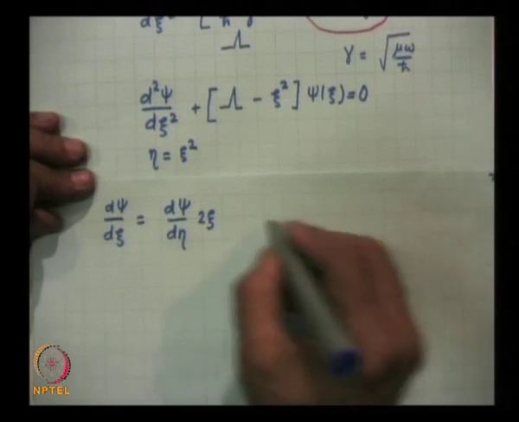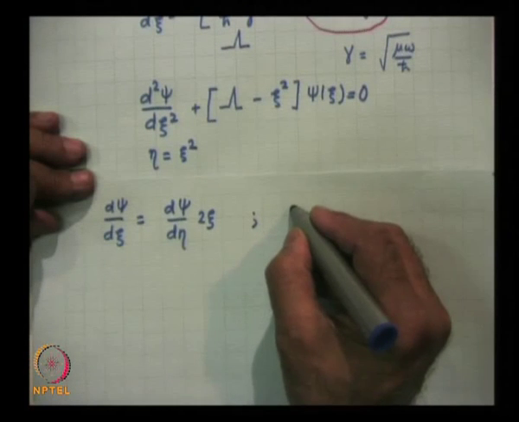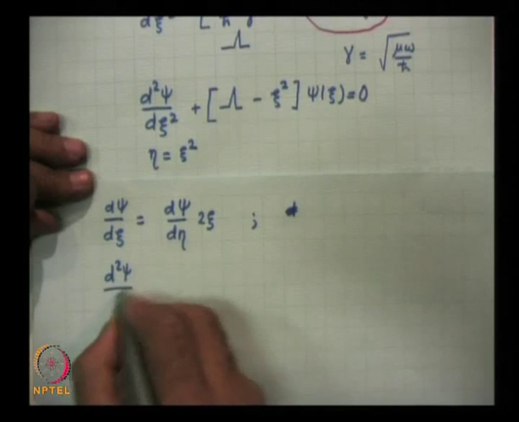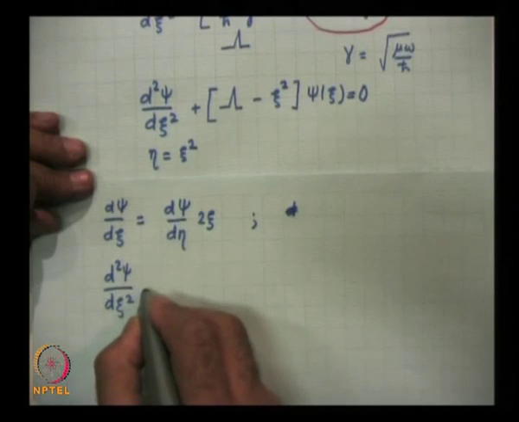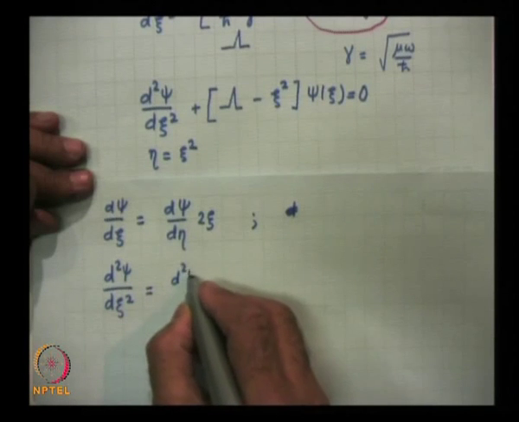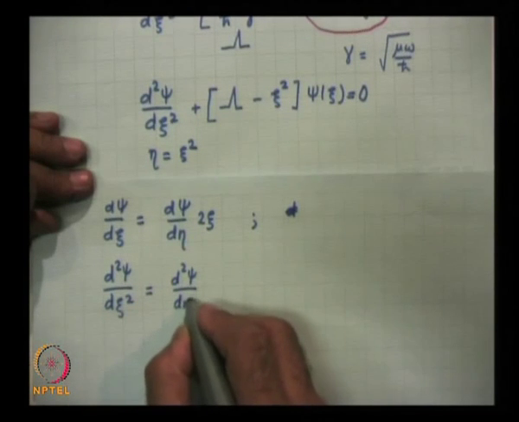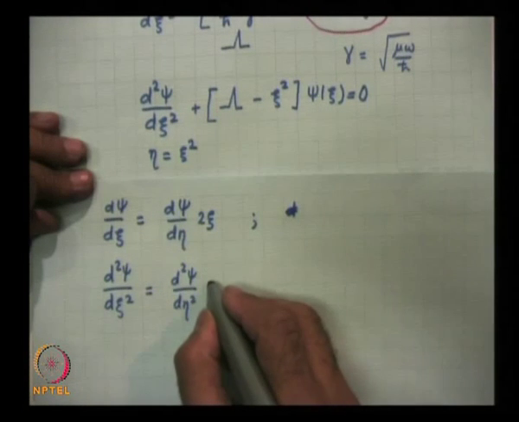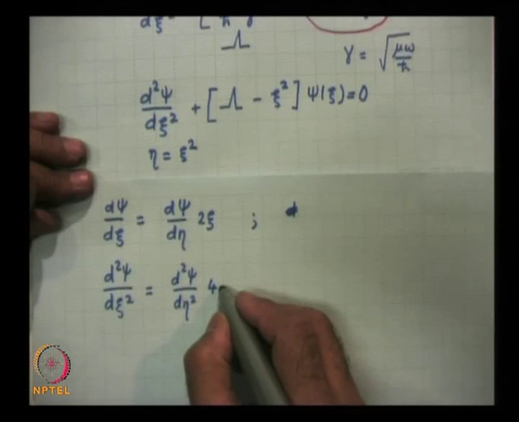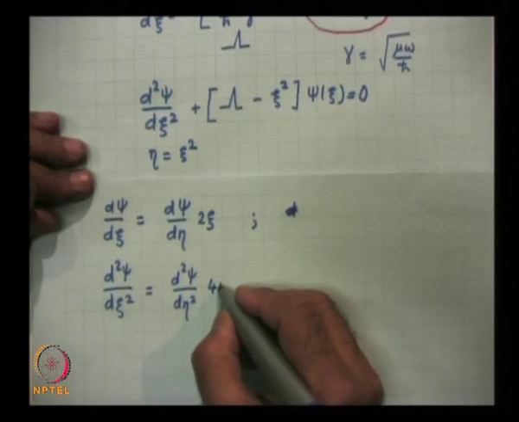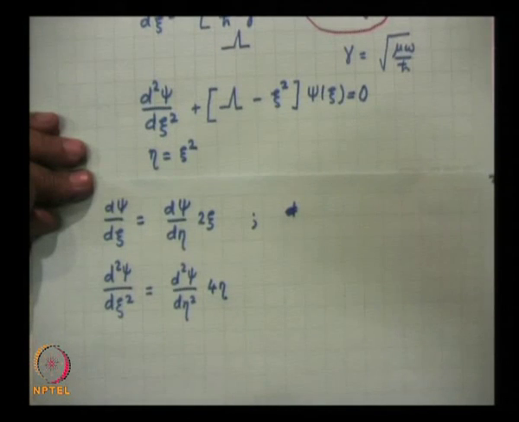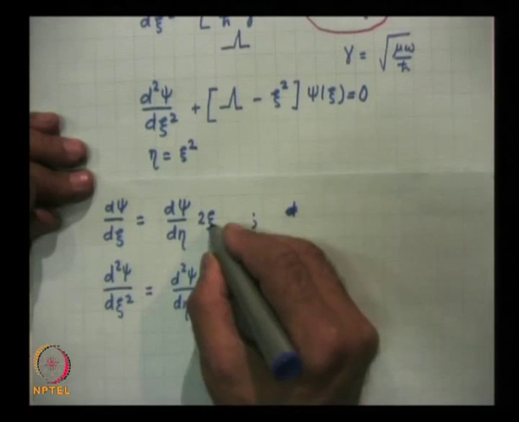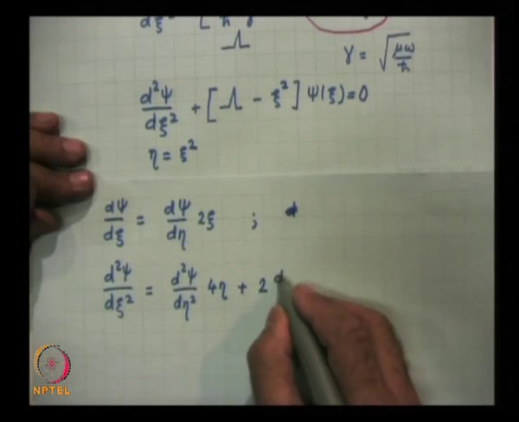I differentiate this again. So, I get, let me write it in the next line, d2 psi by d xi square. So, I get d2 psi by d eta square multiplied by d eta by d xi, which is 2 xi. So, this becomes 4 xi square, xi square is eta, 4 eta, plus, I differentiated with respect to xi. So, this is 1. So, 2 d psi by d eta.